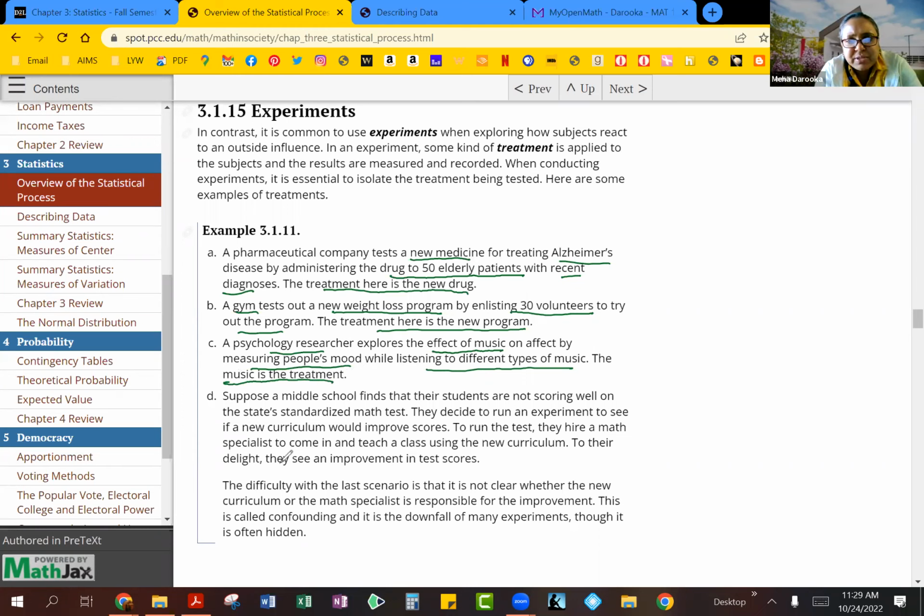The next example: suppose a middle school finds that their students are not scoring well on the state's standardized math test. They decide to run an experiment to see if a new curriculum would improve scores. To run the test, they hire a math specialist to come in and teach a class with the new curriculum. And to their delight, they see an improvement in test scores. So in this case, the treatment would be the new math curriculum, whatever this new person is coming in and teaching.